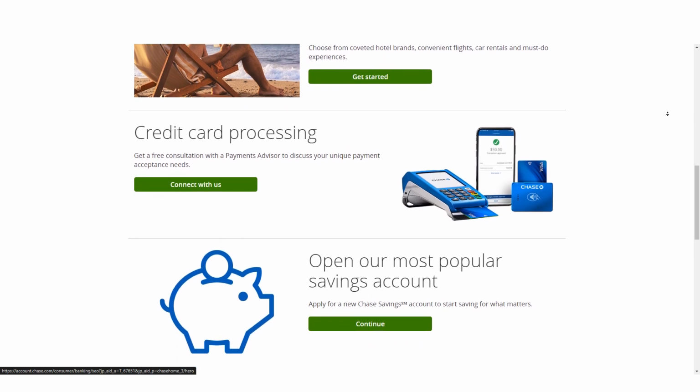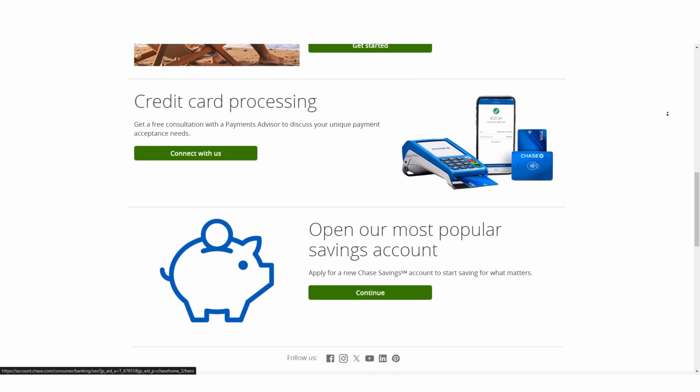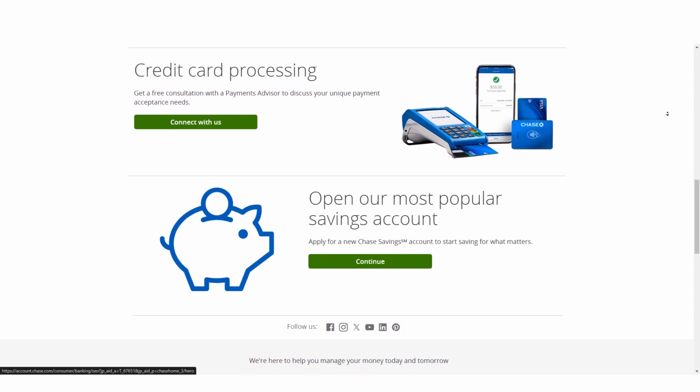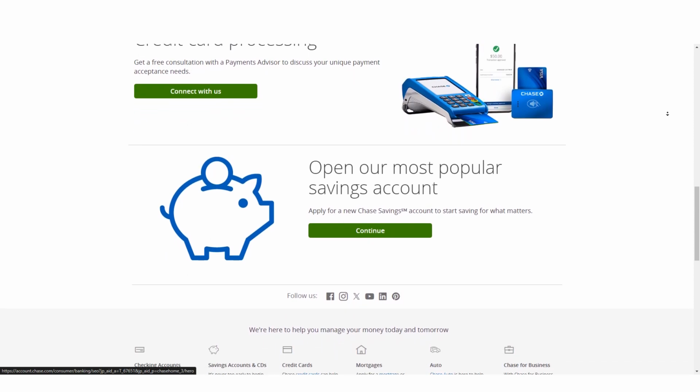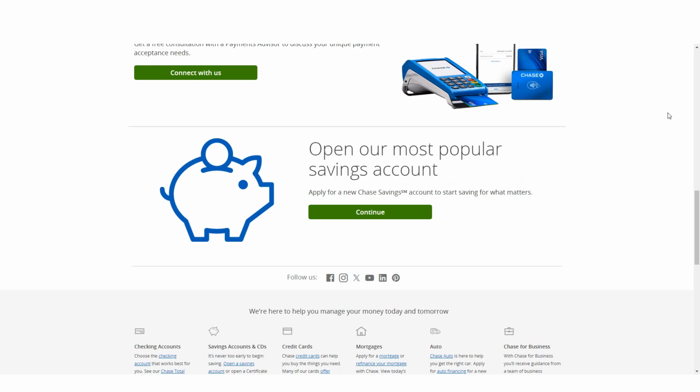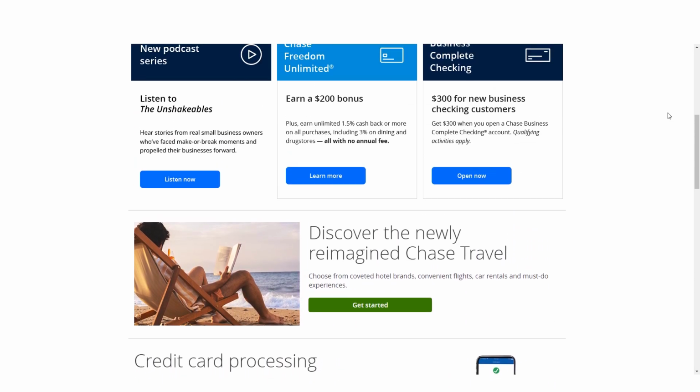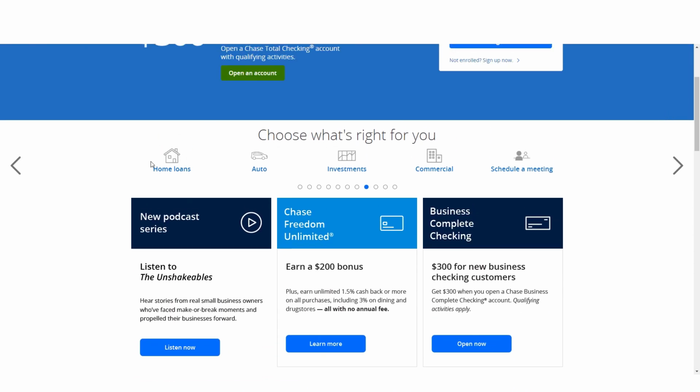Chase Bank is known for its credit cards and loan products. Chase offers a variety of credit cards with different rewards and benefits, including cashback, travel rewards, and points programs. They also offer personal loans, home equity loans, and auto loans to help you finance your purchases and achieve your financial goals.